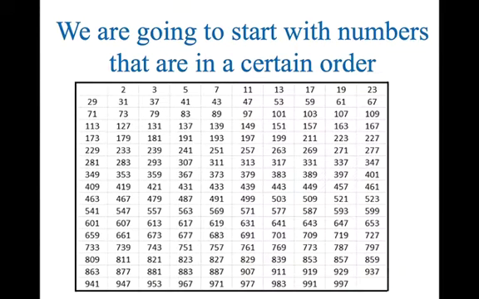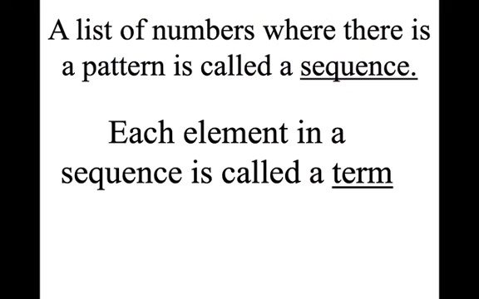And for us, we're going to start with numbers that are in a certain order. A list of numbers where there is a pattern is called a sequence. So there needs to be a pattern. There needs to be some order. It's not a random list of numbers. It's a specific list. Now, each element in the sequence is called a term.